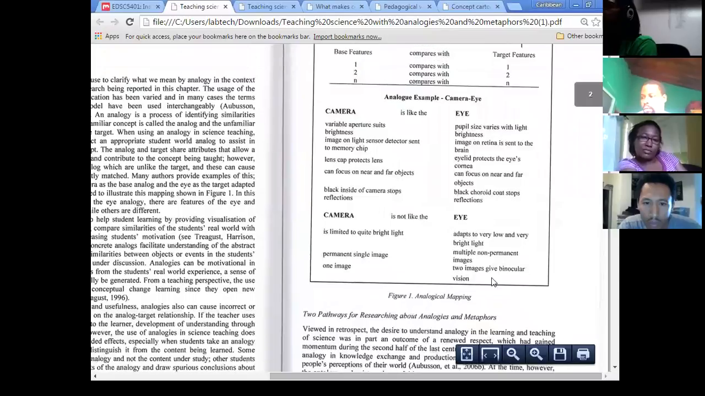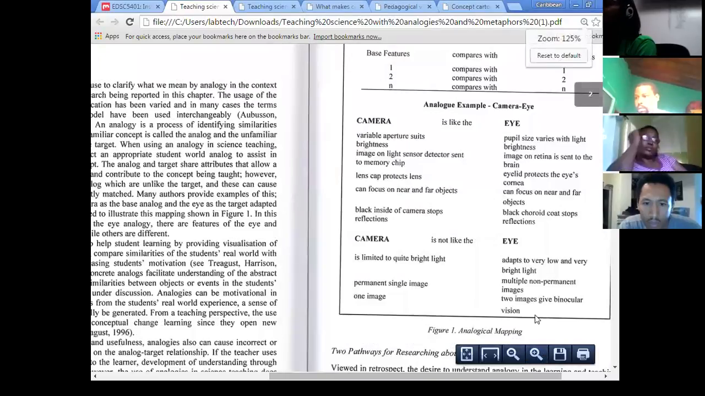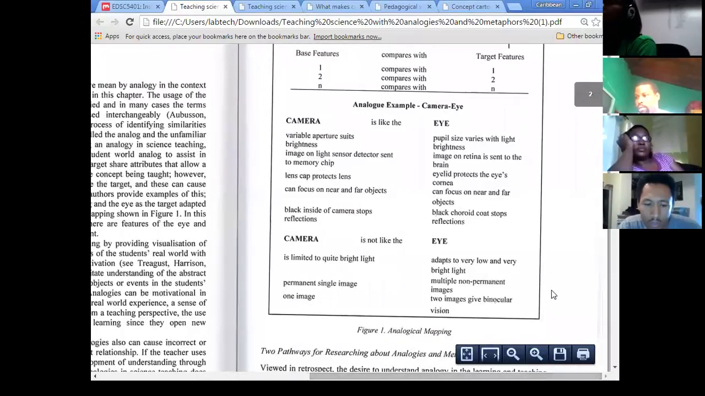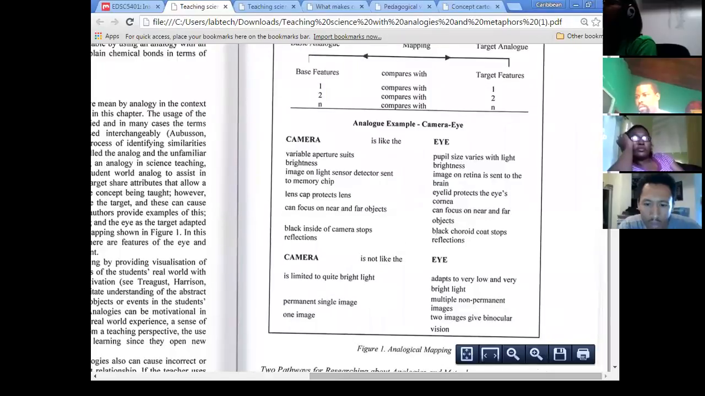Oops. What? Really don't have time for that. Let's see if I can get this. All right. Can you see the screen? I want to make it as big as possible so we can see.